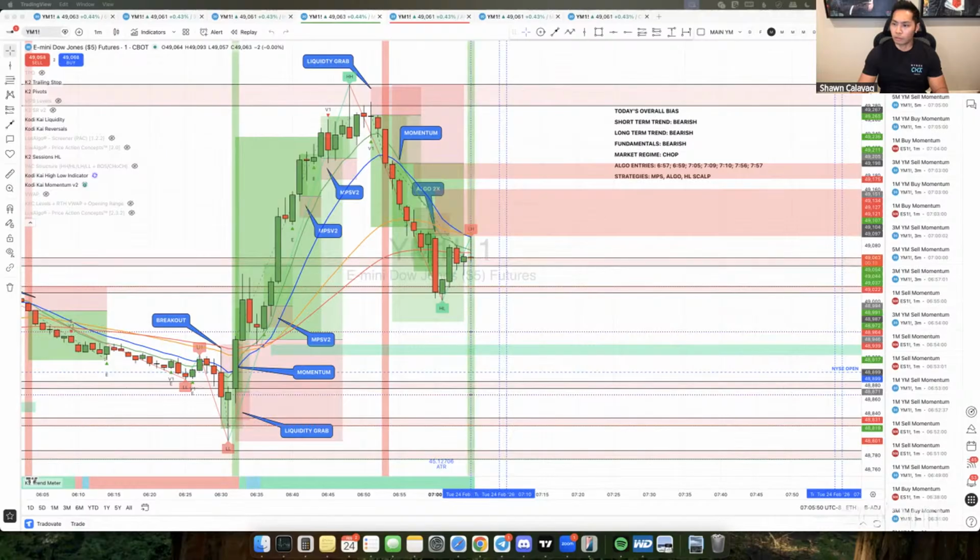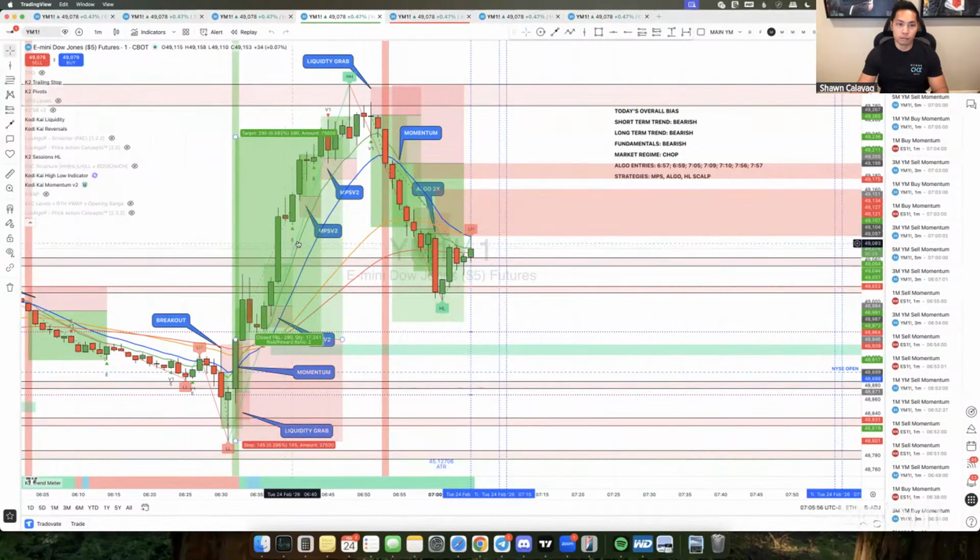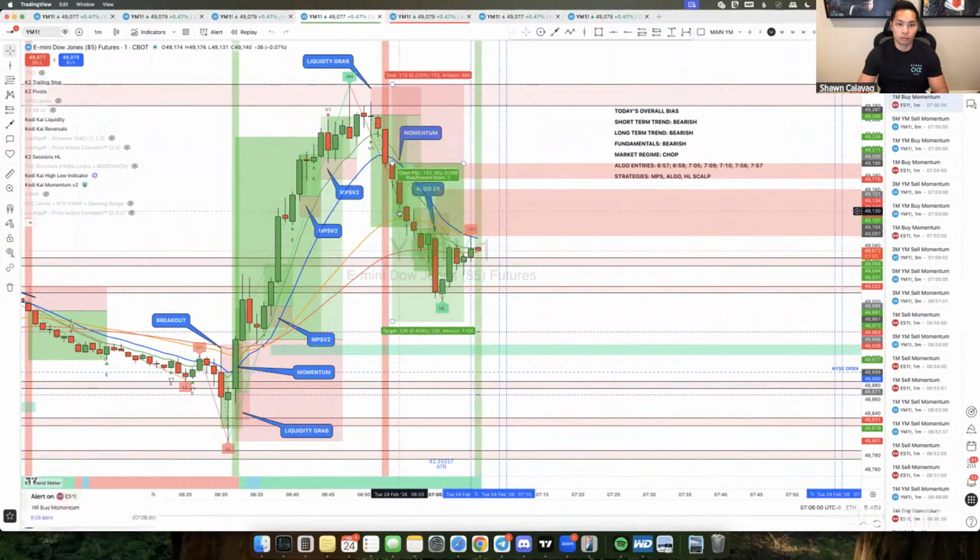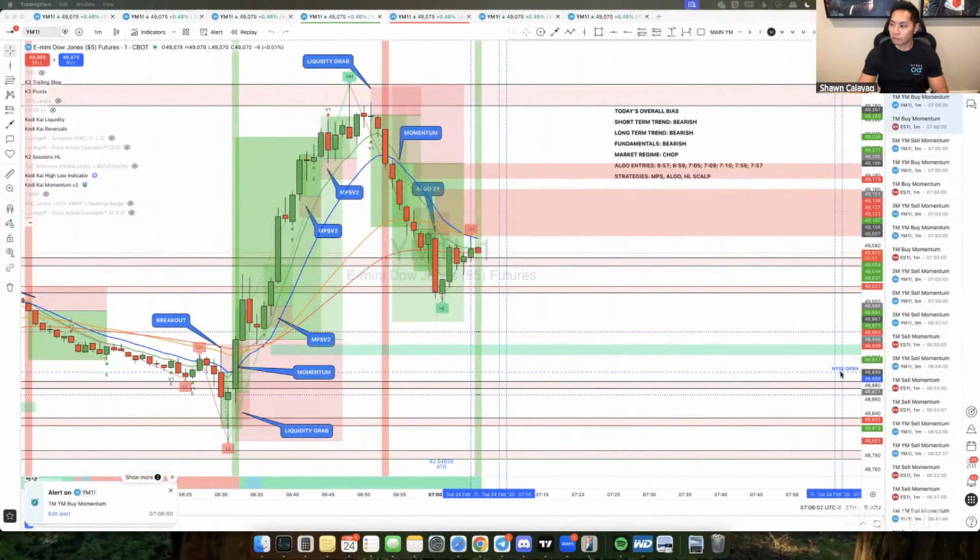All right, where were the initial entries? 639 and 656. Also, pretty much all the algo entries which came up today, they all kind of hit for the most part. I mean, even not just the listed ones, the non-targeted.